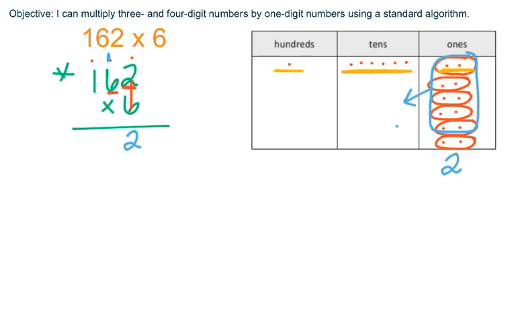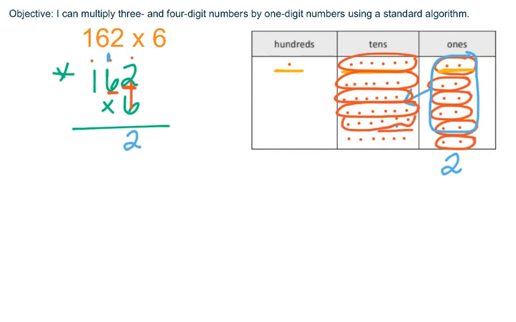So that's one group of 6: 1, 2, 3, 4, 5, 6. Then another group, and another, counting up to 6 each time. So that's 6 groups: 1, 2, 3, 4, 5, and 6. Okay, I do have 6 groups.